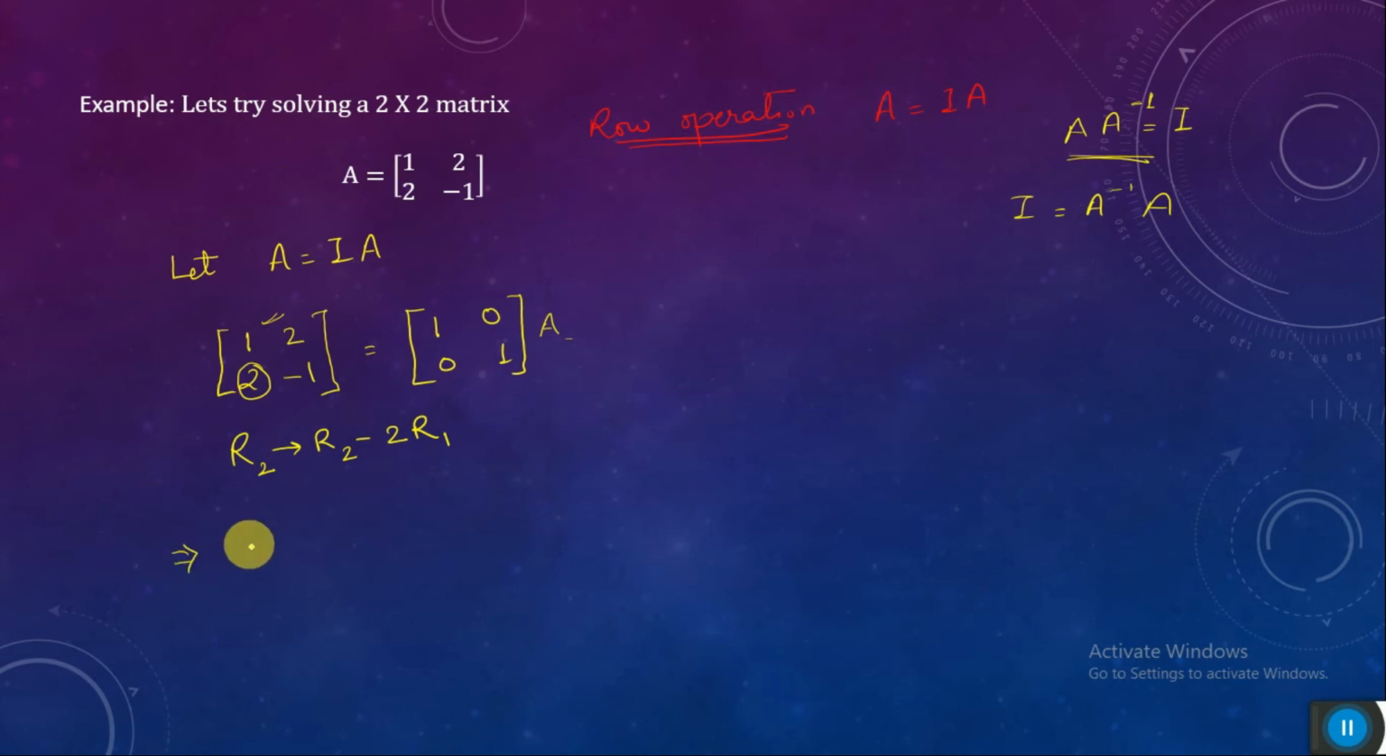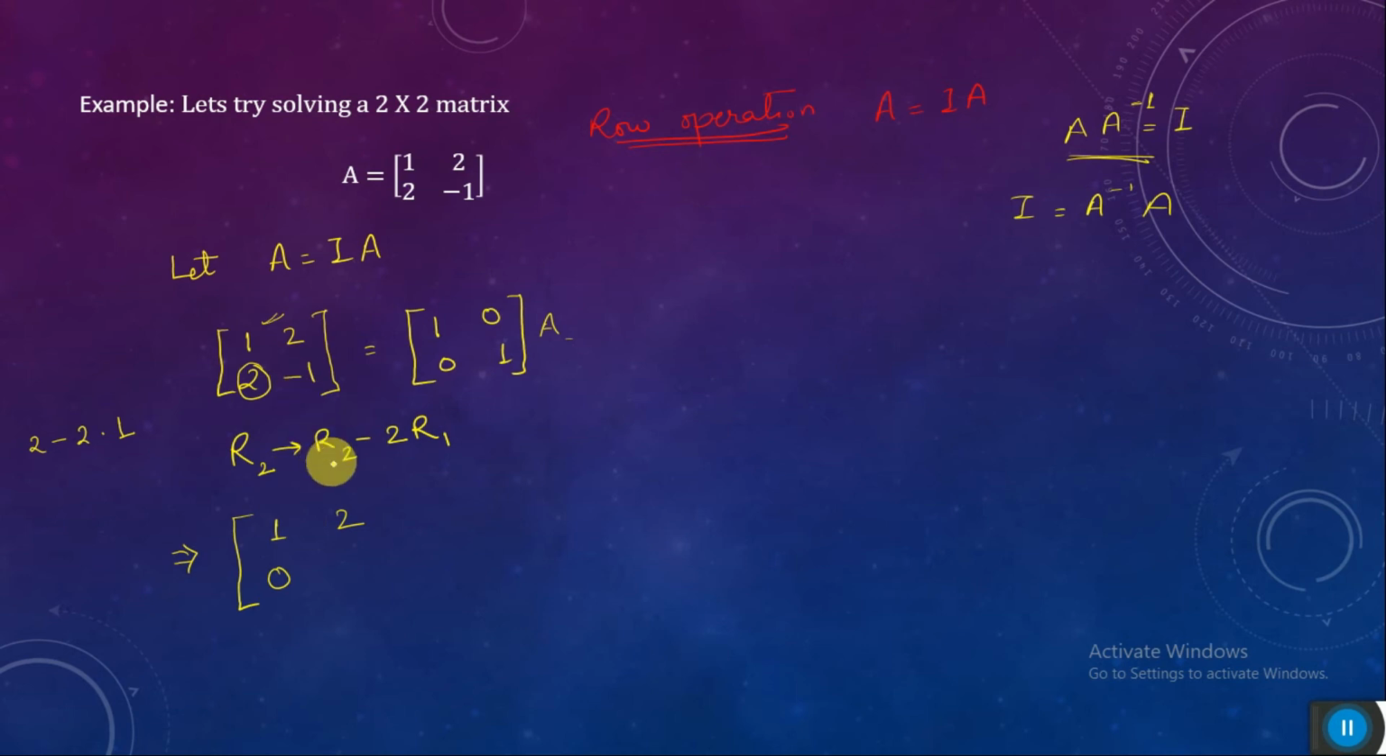So see what happens. Row 1 is not under operation, so I keep it as it is. Row 2, you can see 2 minus, look at this operation and look at this term. Row 2 is 2 minus 2 times row 1. The element from row 1 is 1. This will give me 0.